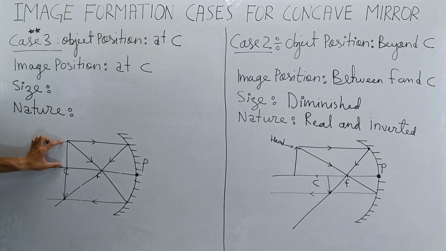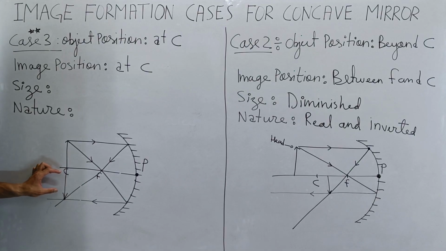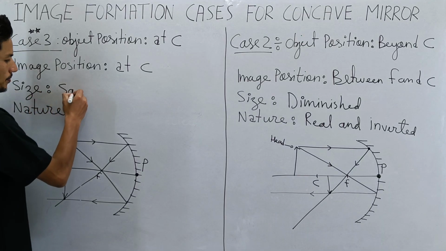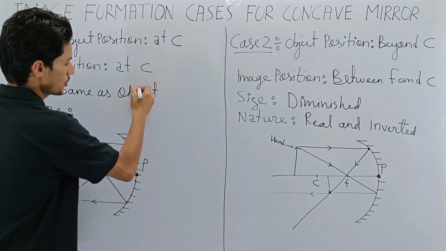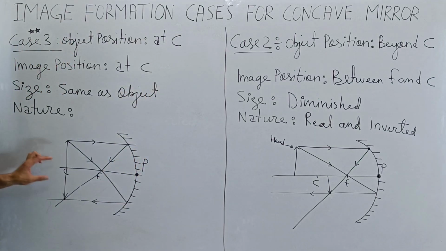Look at the size of the image and compare it with the size of the object. So the object is this. This is the size of the object, and look at the size of the image. What do you say? Can we say it's the same, or should we say the image is bigger, or the image is smaller? The image is of the same size as the object, is it not? So here the size is the same as the object.